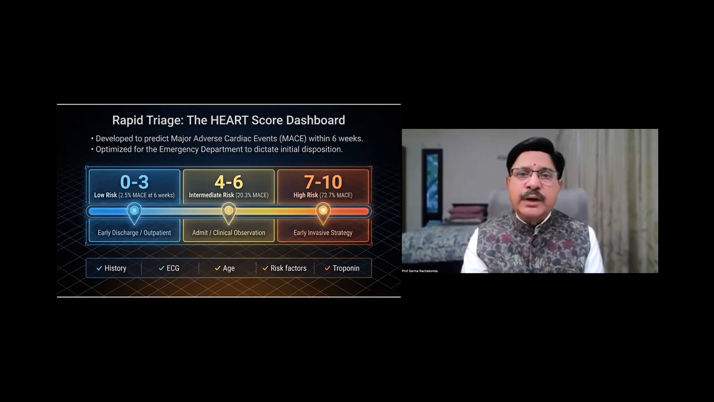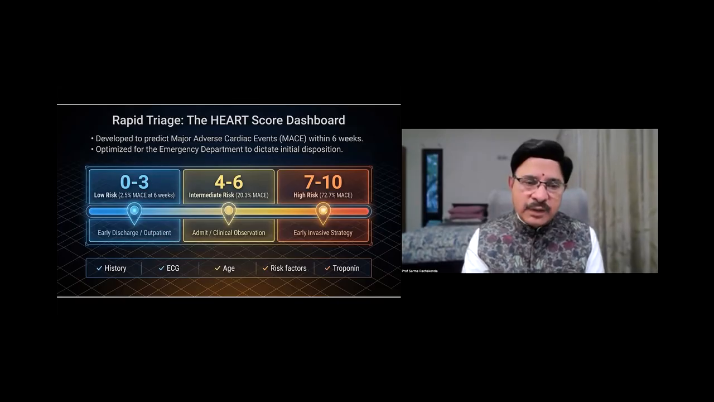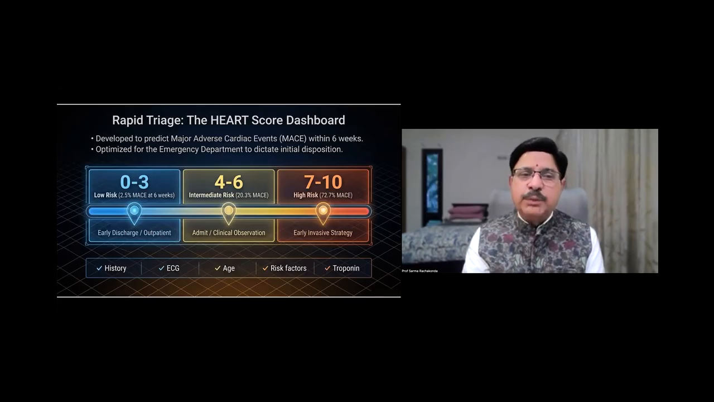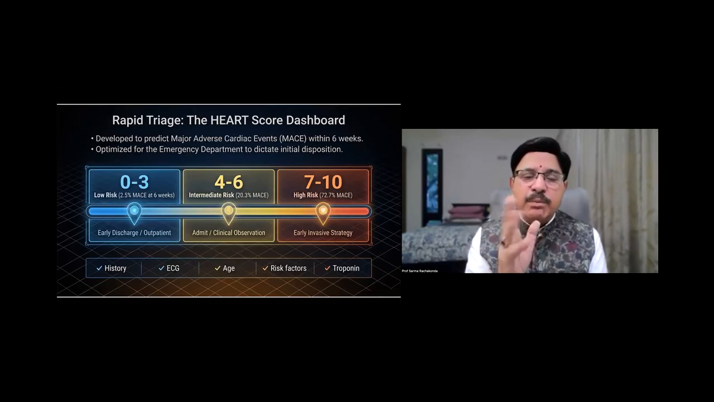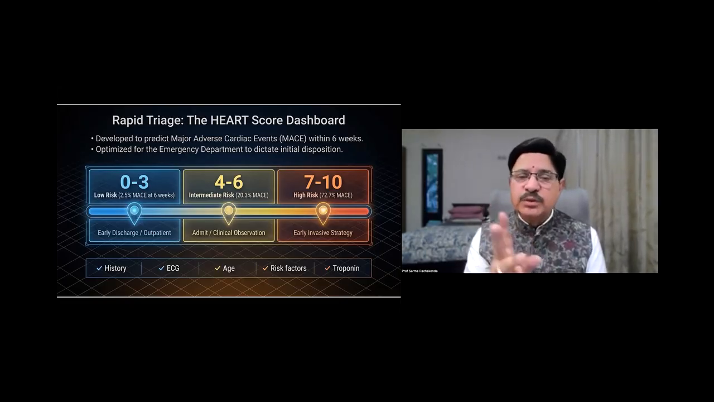Now, the rapid triage is the HEART score. What is the HEART score? HEART. History: very supportive of ischemic heart disease, 3 points. Moderately suspicious, 2 points. Probably ischemic heart disease, 1 point. No evidence of ischemic heart disease in the history, 0 points. ECG: definite evidence of ST segment elevation, 2 points. Equivocal ECG, 1 point. Normal ECG, 0 points.